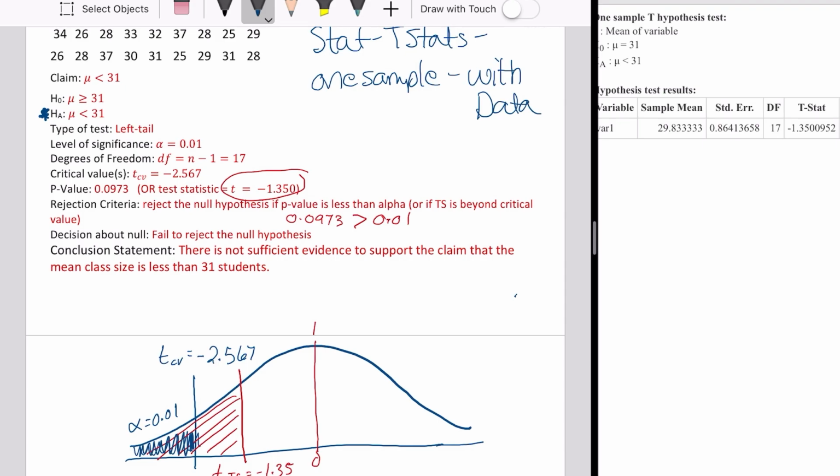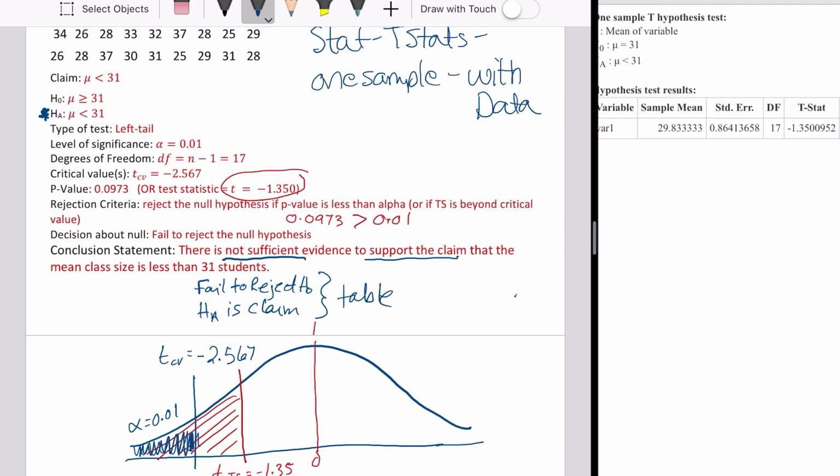And so since we failed to reject the null hypothesis, look at your table in your formula sheet to make sure you can come up with this statement about the claim. Our alternate hypothesis was the claim, so there's not sufficient evidence to support the claim that the mean class size is less than 31 students. So use your table to write that.